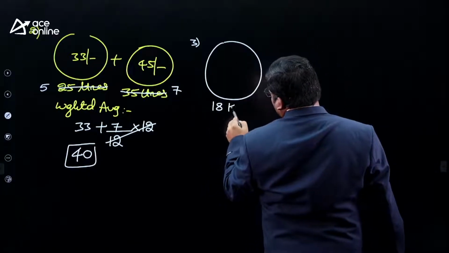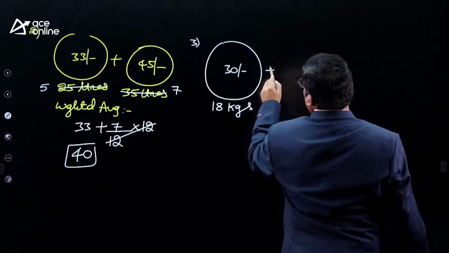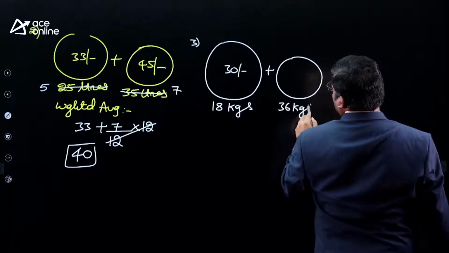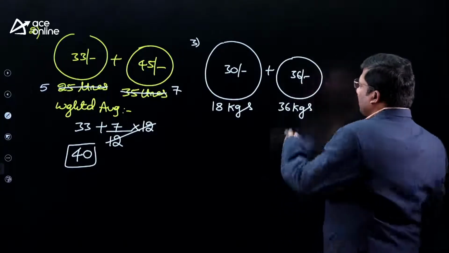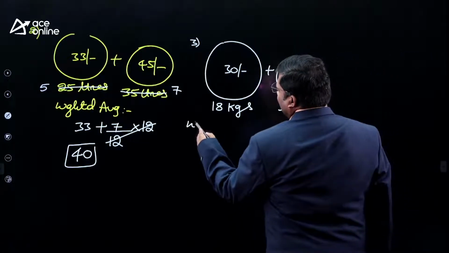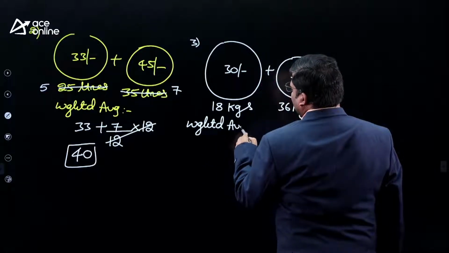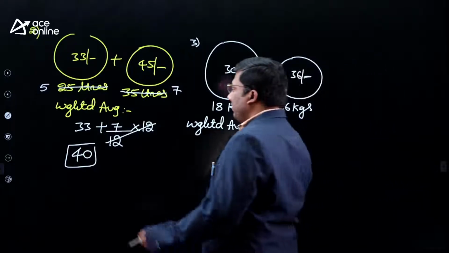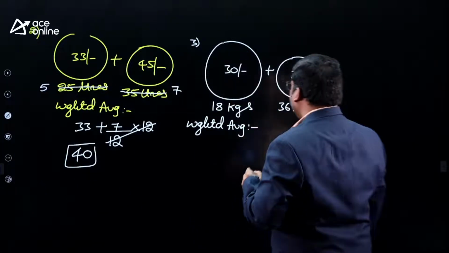18 kgs of grapes I am purchasing at 30 rupees. It is combined with 36 kgs of rice costing 36 rupees. Find the weighted average. Listen carefully.